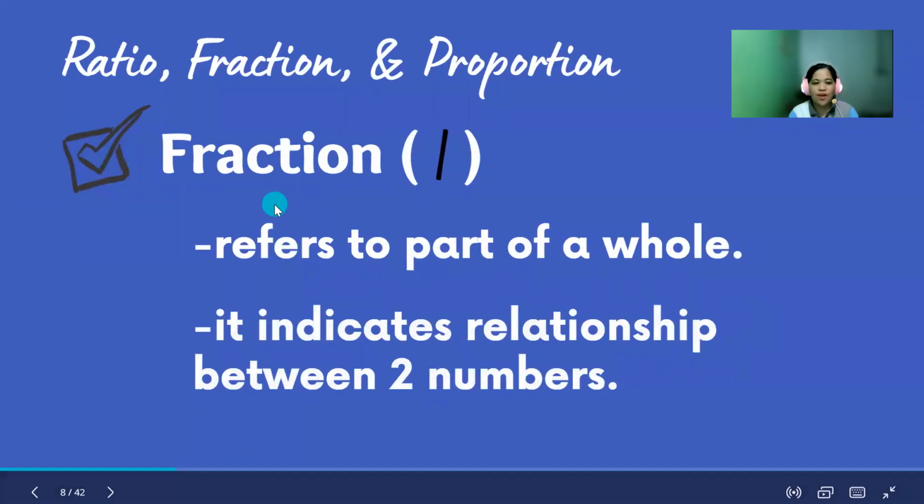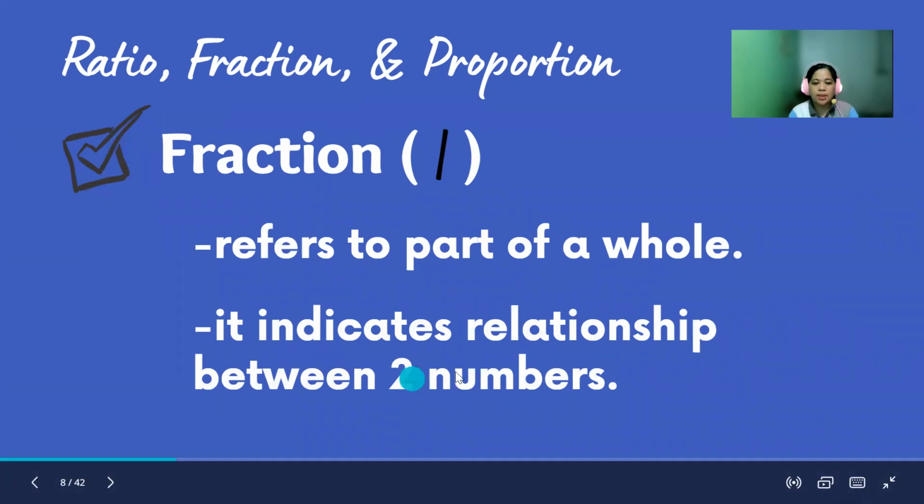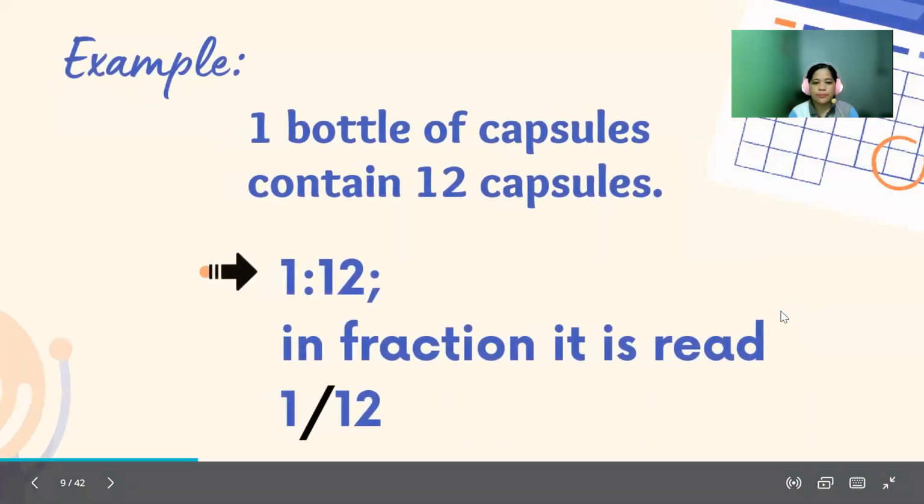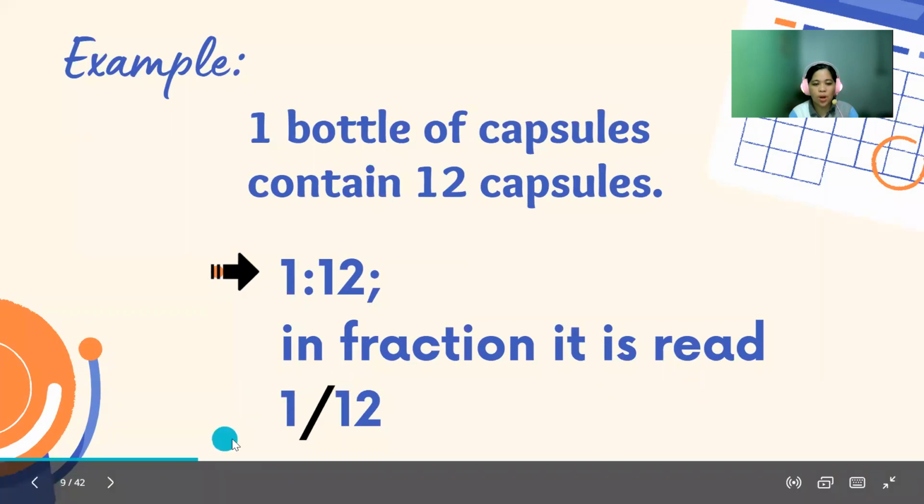So next is fraction, represented by the symbol slash. It refers to part of a whole. It indicates relationship between two numbers. So example, one bottle of capsules contains 12 capsules. So in equation, 1 is to 12. In fraction, it is read as 1/12 or 1 to 12.